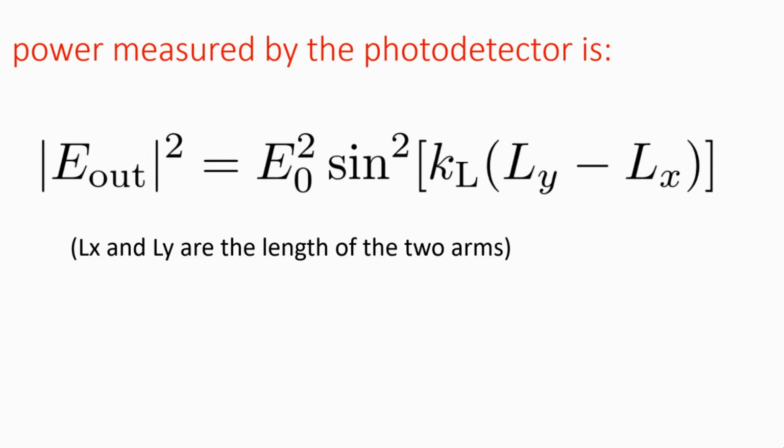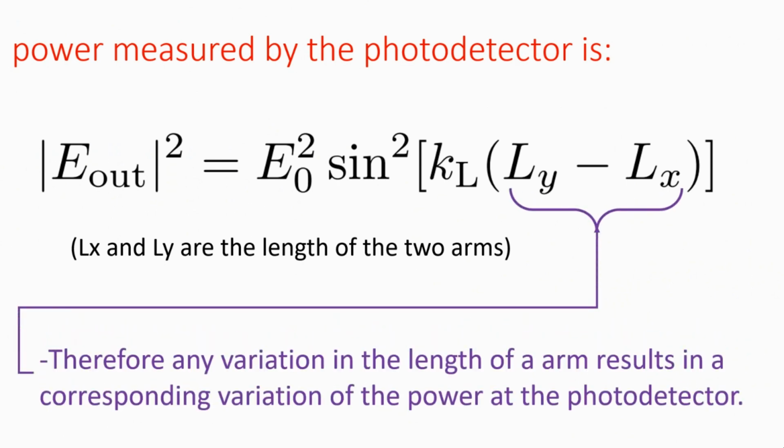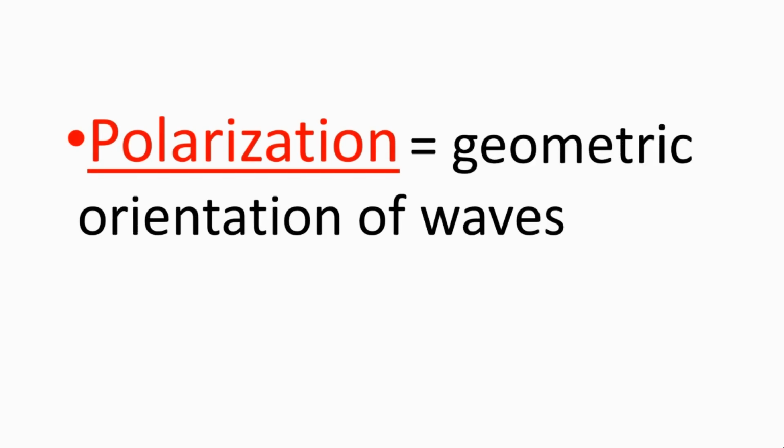The power measured at the photodetector comes from this particular relation. As you can see, there is a term on the right hand side, Ly minus Lx, called the length variation. So any variation in the lengths of those two arms results directly in a change in the power output of the photodetector. Now, I want to grab your attention to a particular term, polarization. So, what is that?